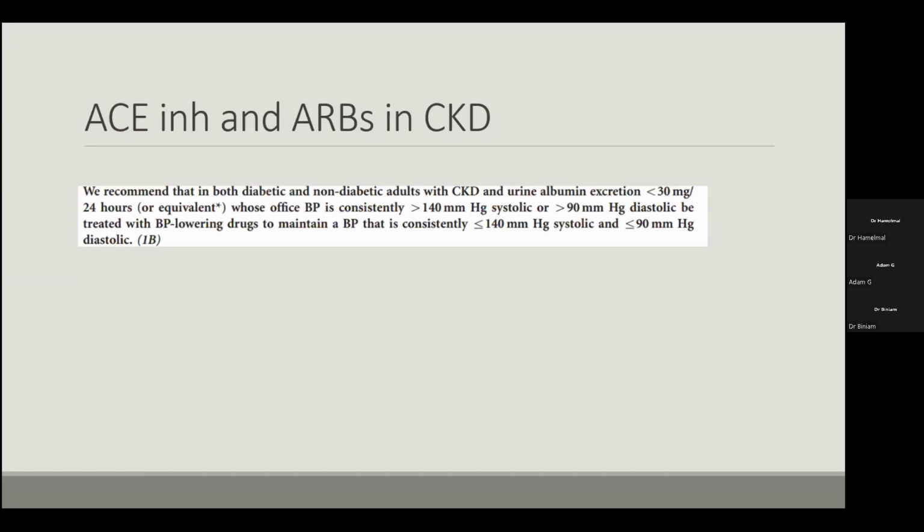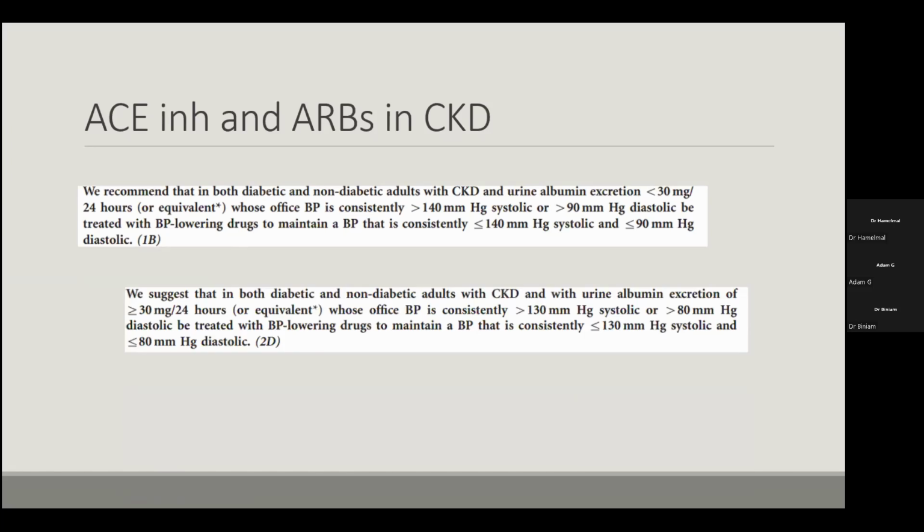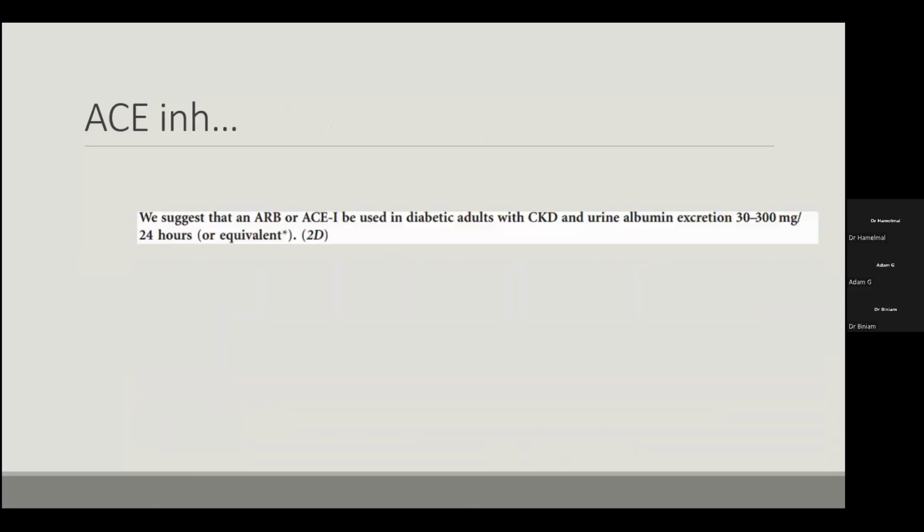So for both diabetic and non-diabetic adults with CKD and urine albumin less than 30 and BP greater than 140/90, BP lowering drugs should be used. So anybody, non-diabetic or diabetic, above systolic 140 and diastolic 90 should be on medication. And the other is diabetic and non-diabetic adults with moderately elevated urine albumin creatinine ratio and BP greater than 130/80 should be treated with ACE inhibitors or ARBs.